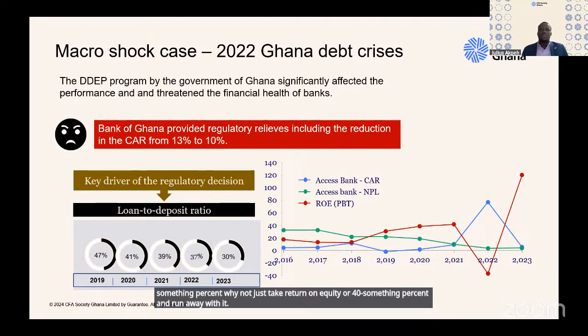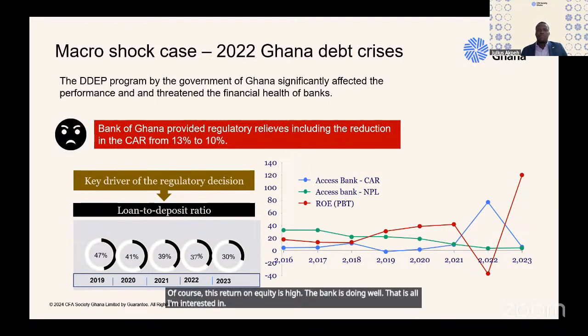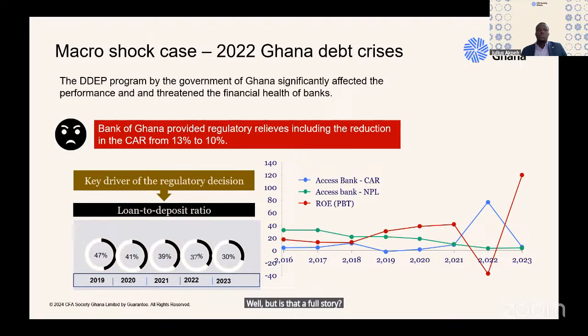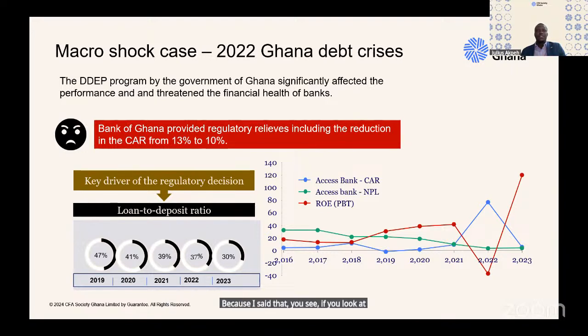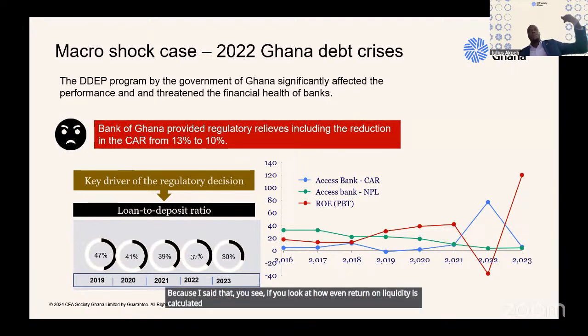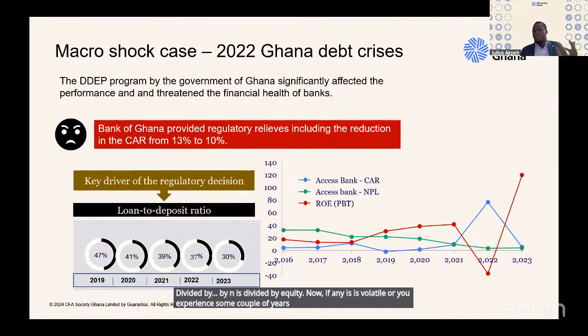Of course, this return on equity is high. The bank is doing well. That is all I'm interested in. Well, but is that the full story? You need to look at the regulatory capital as well. Because if you look at how return on equity is even calculated, it's about earnings divided by equity. Now, if earnings is volatile or you experience a couple of years of good returns, of course, you have the return on equity really high.